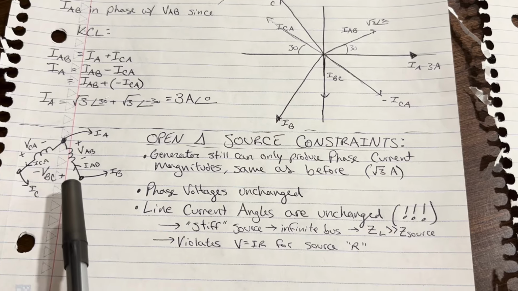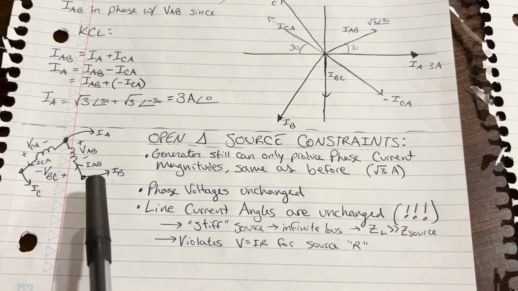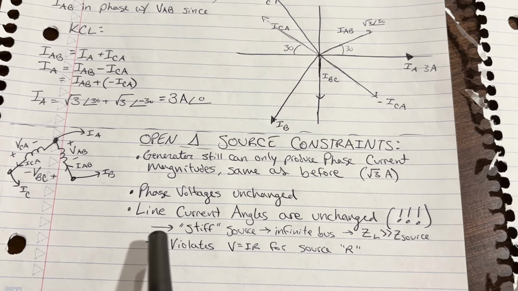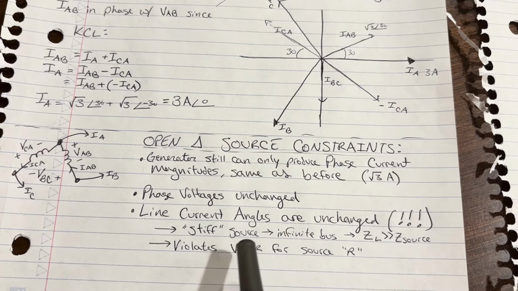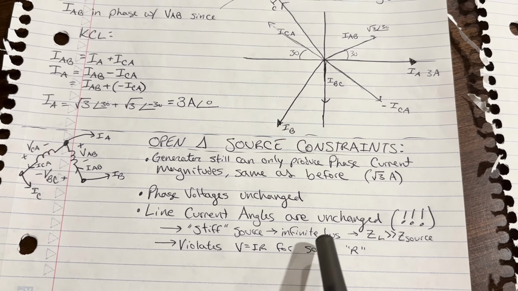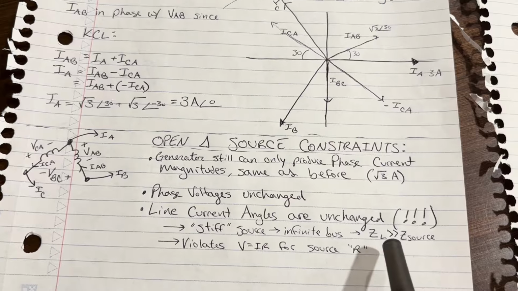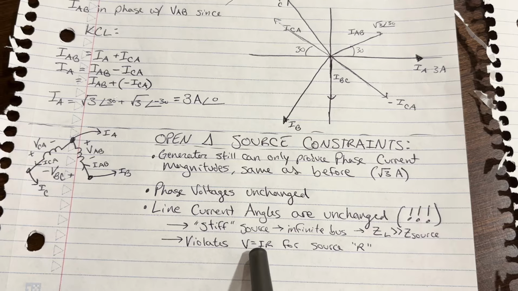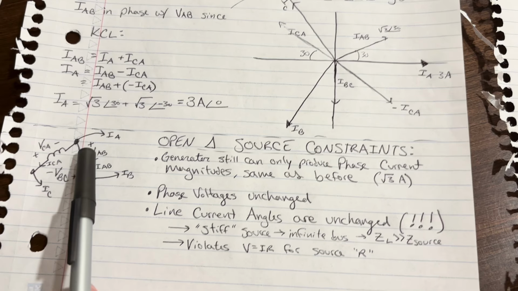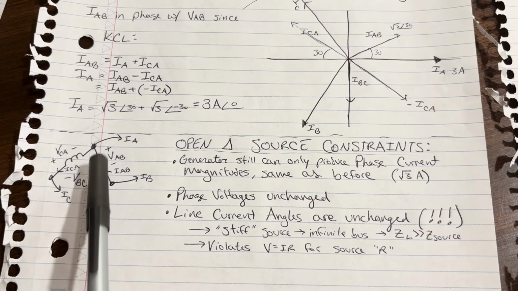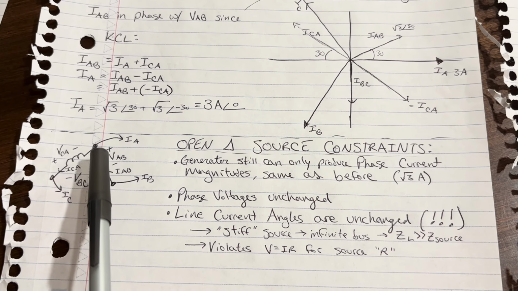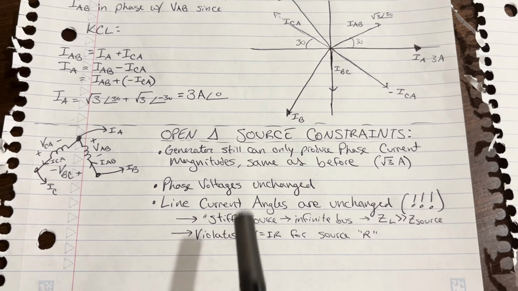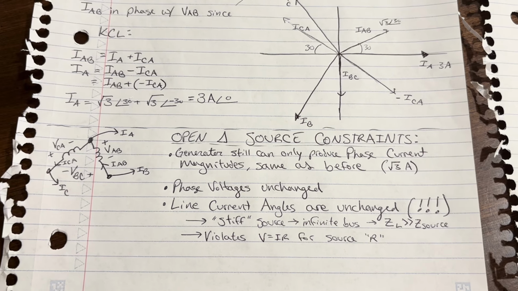Well, just because this one generator loses a phase, it's not going to change the current angles for the entire grid. So we're assuming a stiff source, which usually just means infinite bus, a million generators, or your source impedance is way less than the load impedance. So that violates V equals IR for your source resistance here. So you can't just start to say, oh, well, the current's the same, the angle's the same. No, you have to kind of ignore that. This is kind of a weird thing about open delta that people don't usually explain.